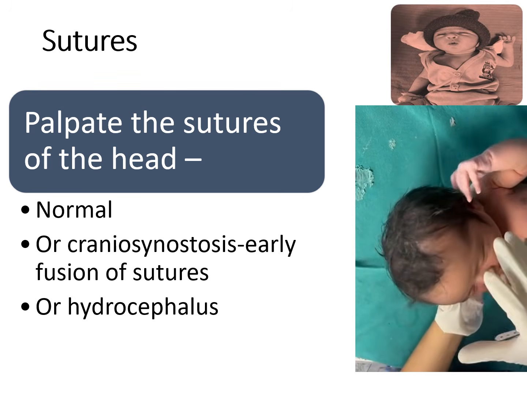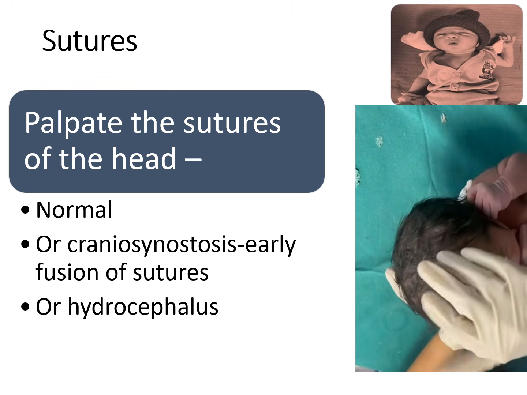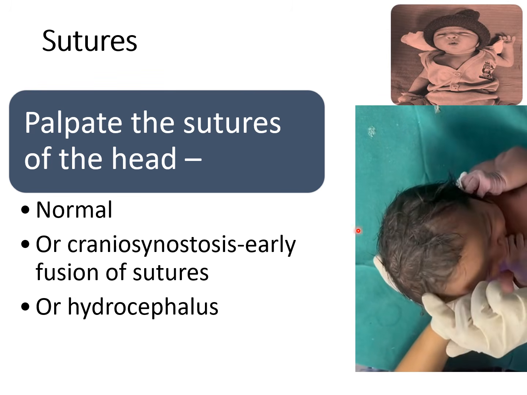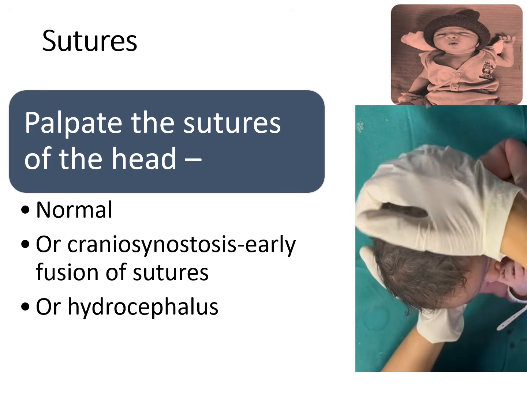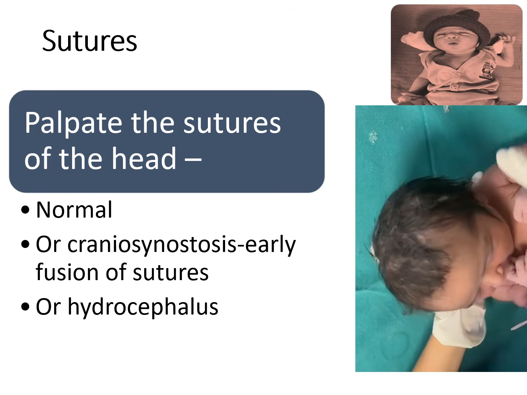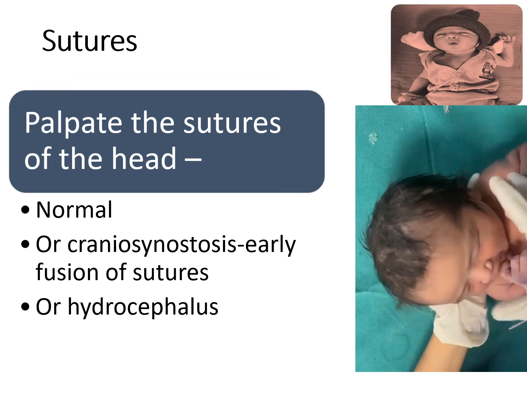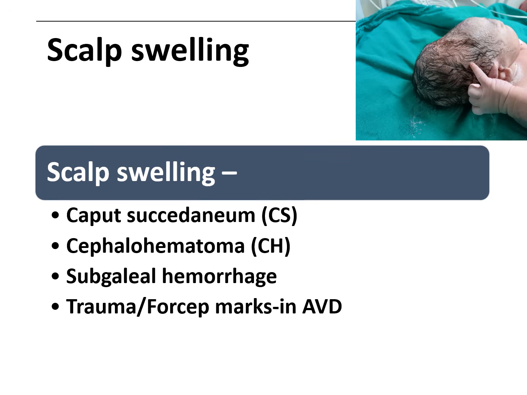Then we have to palpate all the sutures of the head: sagittal, coronal, metopic, lambdoid. So here in this video you can see I'm palpating all the sutures. So to rule out is it the normal suture lines or baby is having the early fusion of suture because of craniosynostosis or wide separated sutures which is seen in hydrocephalus, because early intervention is required in both craniosynostosis and hydrocephalus for the proper brain growth and development.